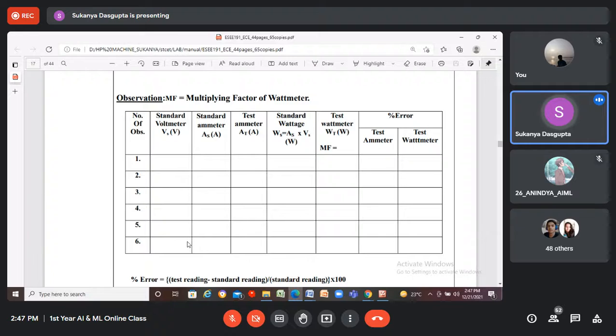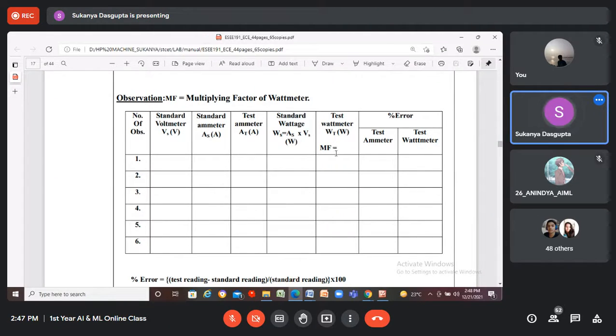First column is the number of observations. Second one is the standard voltmeter VS reading in volts. Third one is the standard ammeter AS in amps. Fourth is the test ammeter AT in amps. Fifth is the standard wattage WS, which equals the product of AS and VS in watts. Then the test wattmeter WT in watts. And finally, we calculate the percentage error for both the instruments, one for the test ammeter, second for the test wattmeter.